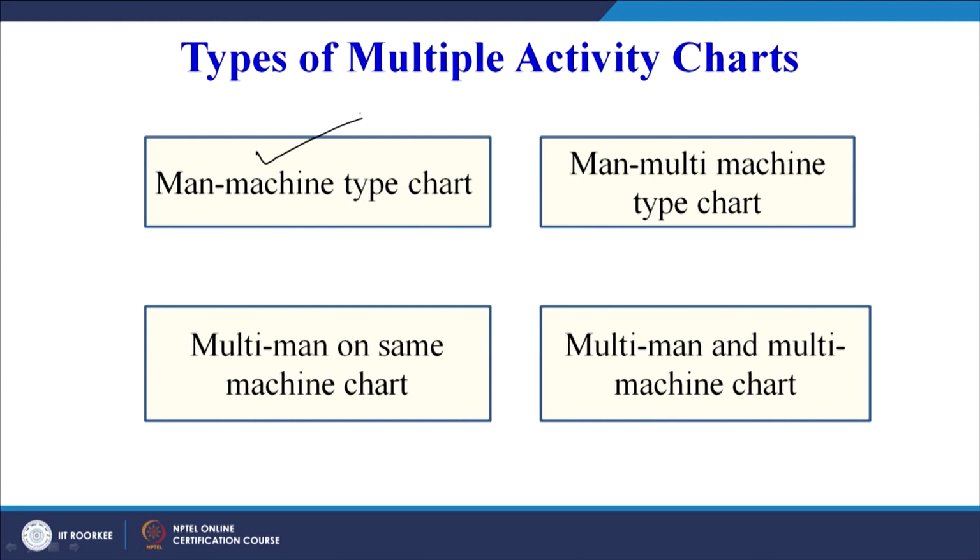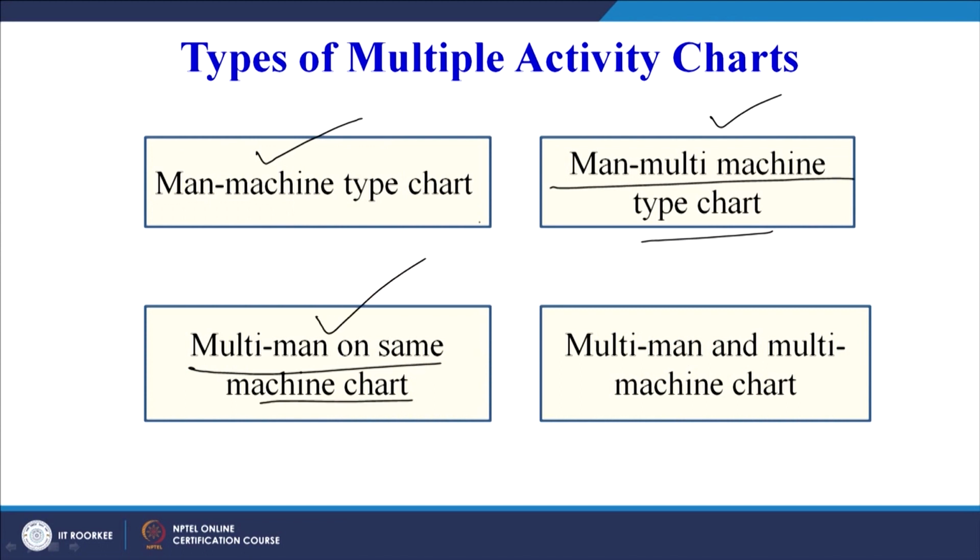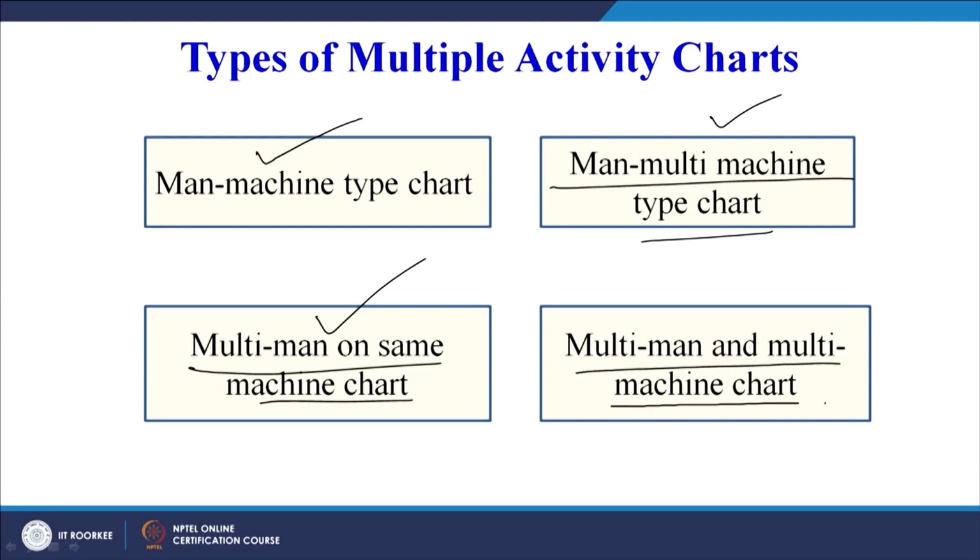Now, what are the types of multiple activity charts? There may be a man machine chart, which I have already spoken about. This term I have already used, the man machine chart. Then man multiple machine type chart. So maybe a single man is operating 2 machines or 3 machines. Multi man on same machine. This also I have told that there can be a bigger setup for which 3 people are working on the same machine. Multi machine and multi-man chart, or multi-man and multi-machine. There are multiple number of people, there are multiple number of machines. So maybe we can have different types.